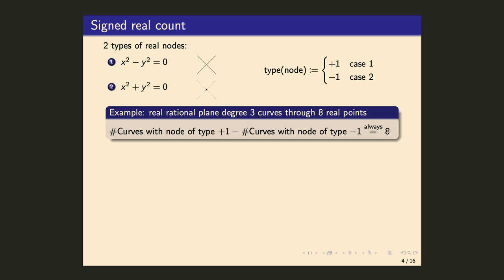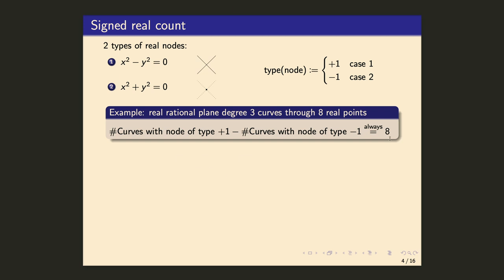It doesn't depend on the chosen point configuration. So in case there were 12 real curves, then 10 would have a split node and 2 would have a non-split node. So also remember the number 8. It will also pop up later when we do this properly.